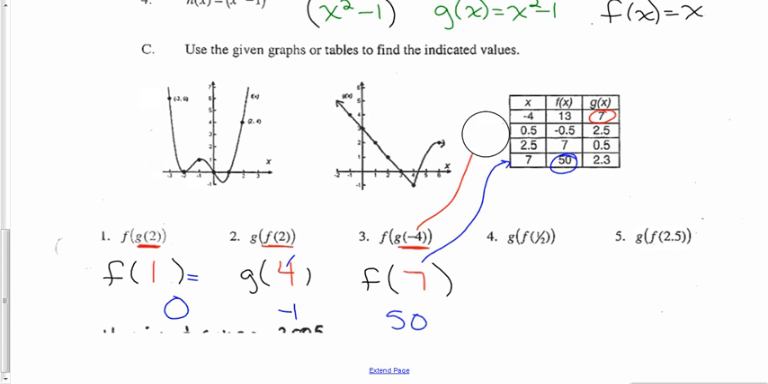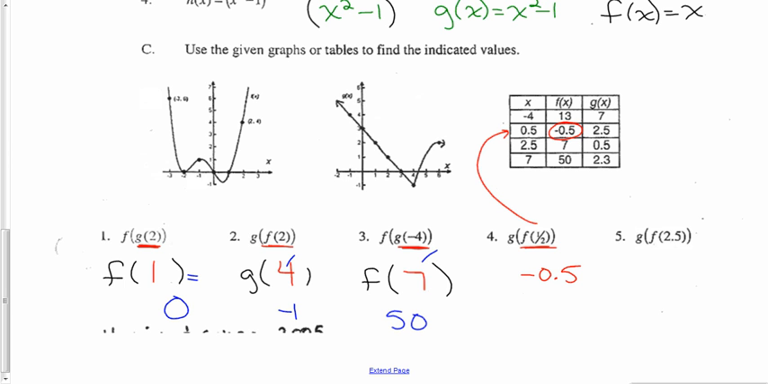For number 4, we have g of f of 1/2. So first thing I'm going to do is I'm going to take 1/2 and plug it into f. I wouldn't look at my graph for that. I would try and look at my table. So when x is 1/2 or 0.5, I want f this time, and that is -0.5.